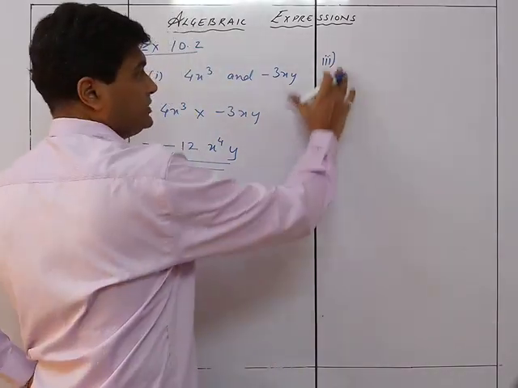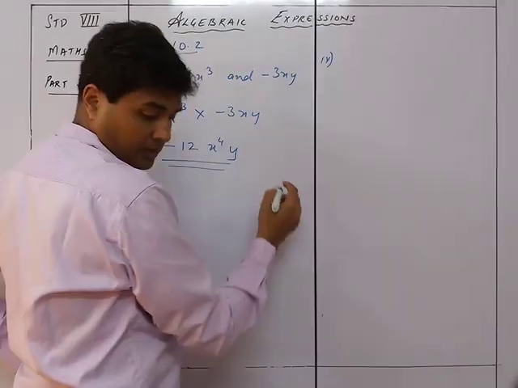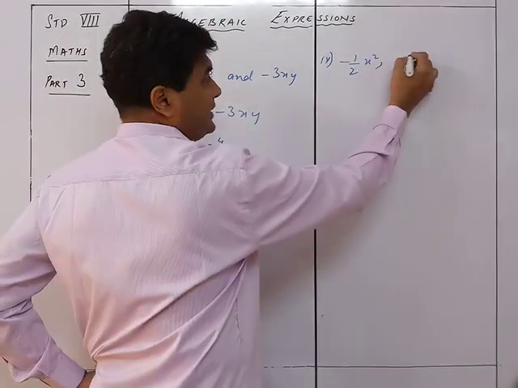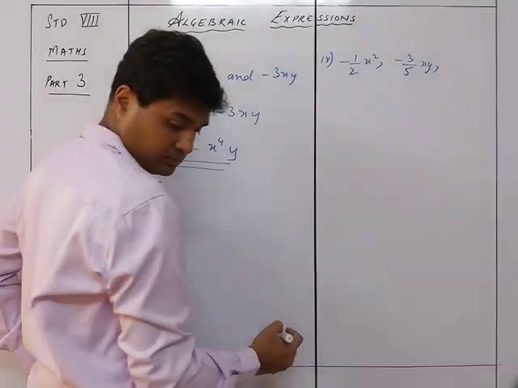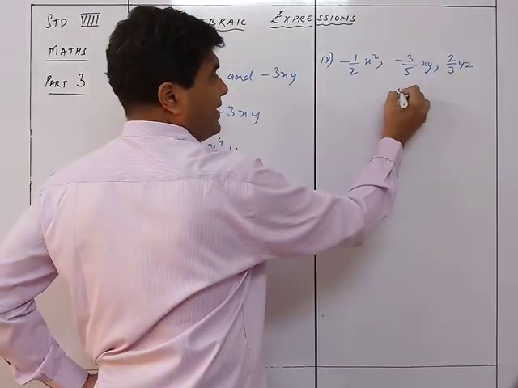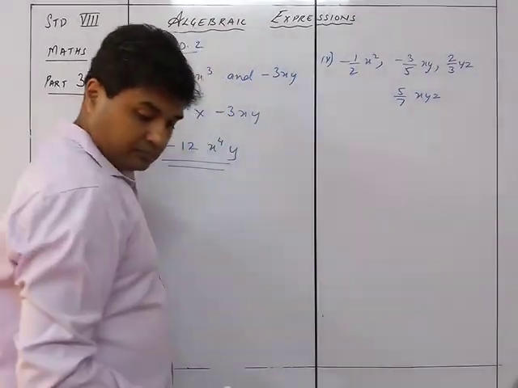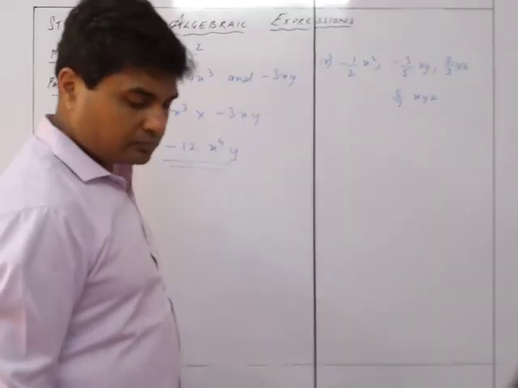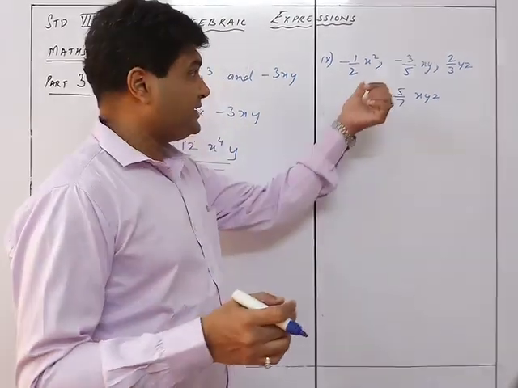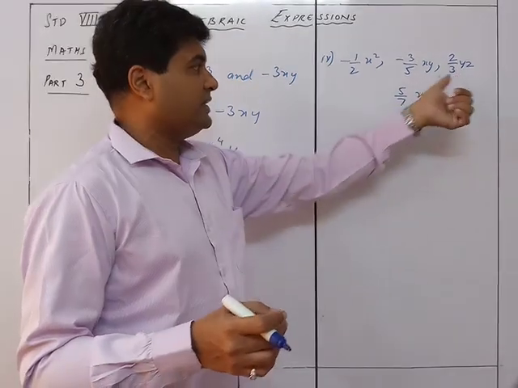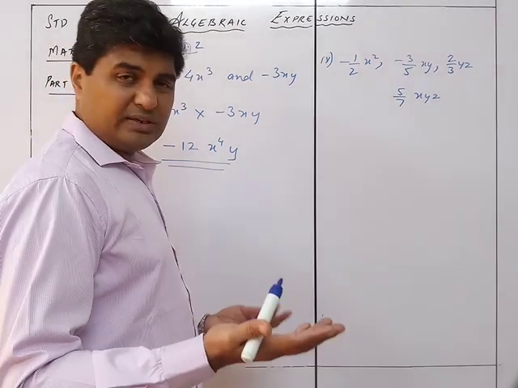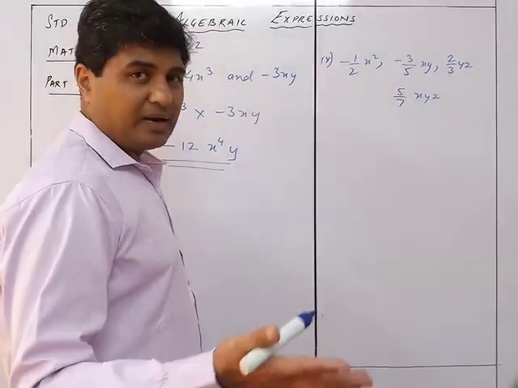Now we see the third one. I'll do the fourth one because it's slightly tougher. It is minus 1 upon 2 x square, minus 3 upon 5 xy, 2 upon 3 yz and 5 upon 7 xyz. We need to multiply all of them. So what we can do is go step by step. Instead of multiplying all of them together, we can take these two, then the answer with this, then the answer with this. Okay, much easier. Or if you want, you can take it together also. It's your choice. I'll show you first separately.